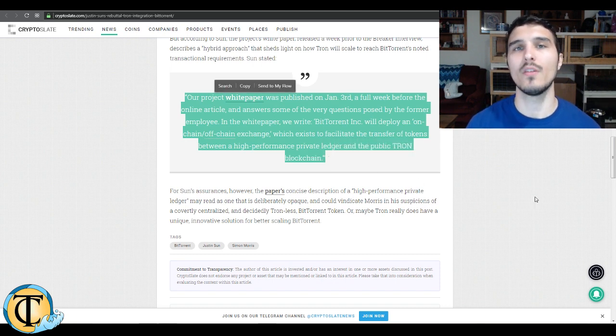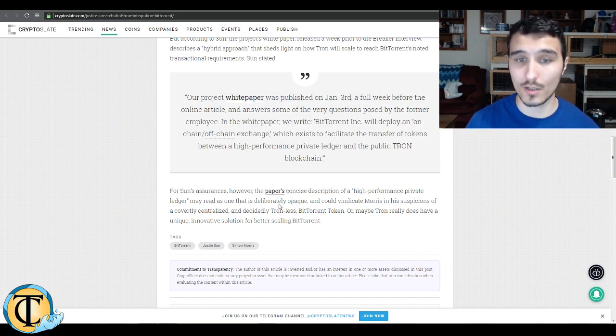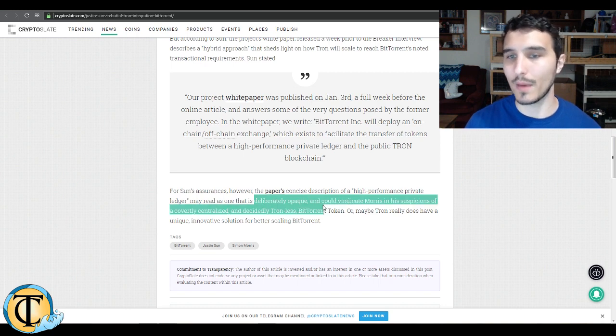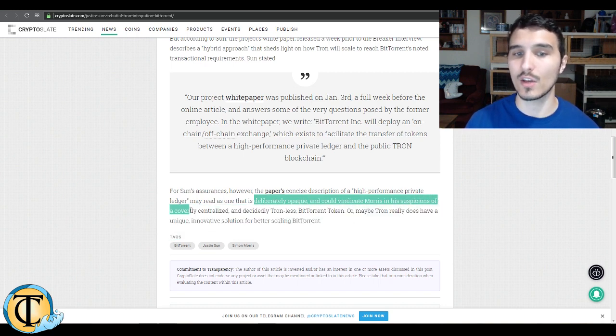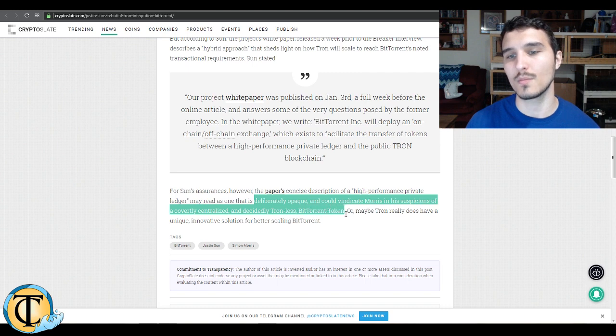So essentially a private permission chain that interacts and interfaces with Tron at best, but the opaque language, and this is something that is mentioned here in the article, this reads as deliberately opaque and could vindicate Morris in his suspicion of a covertly centralized and decidingly Tronless BitTorrent token.